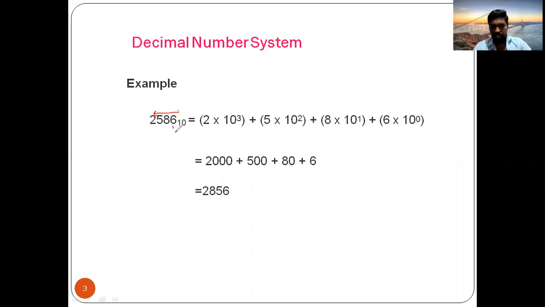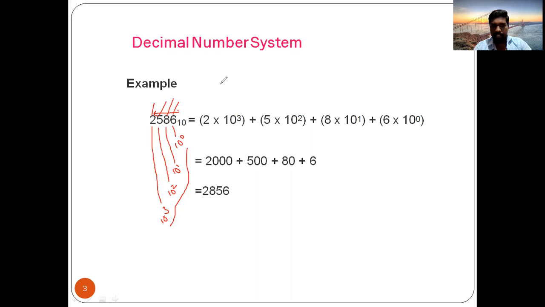First you multiply the 6 with 10 power 0. Next, multiply the 8 with 10 power 1, multiply the 5 with 10 square, and multiply the last 2 with 10 cube. Now it is clear how these numbers give the places. 10 power 0 means 1, that's why it is called the units place. 10 power 1 is 10, the tens place. 10 square is 100, the hundreds place. 10 cube is 1000, the thousands place.